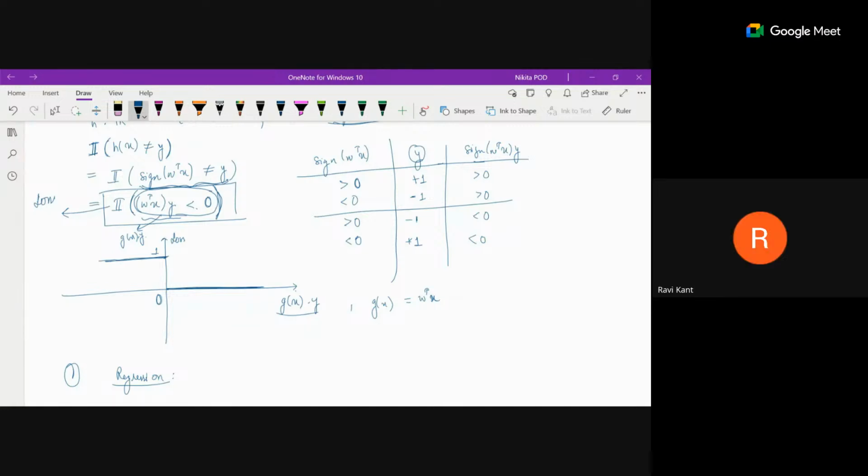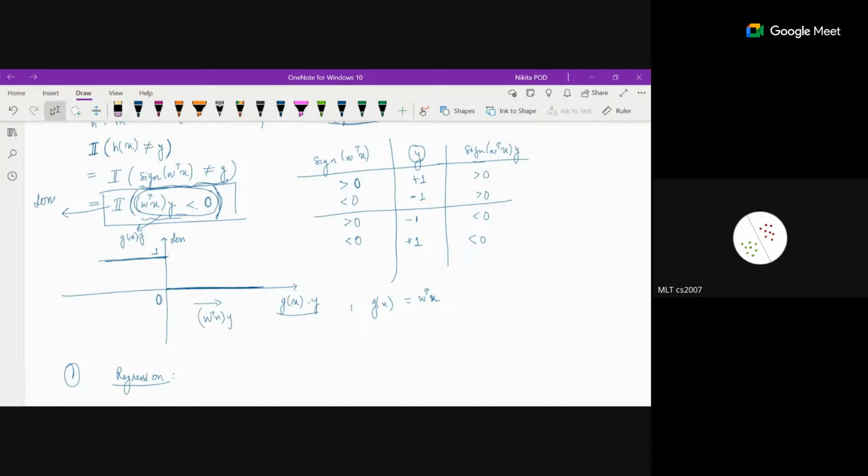Okay, got it. According to the sign, W transpose of X times Y, if this condition is satisfied, it will be one, else zero. That is the L0 loss. So now basically here you are seeing W transpose X times Y.